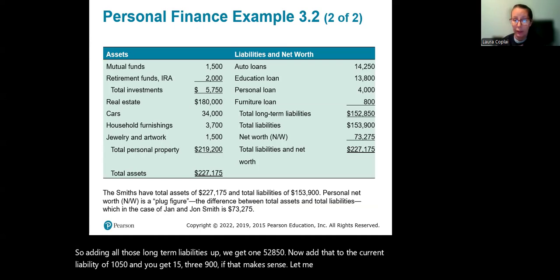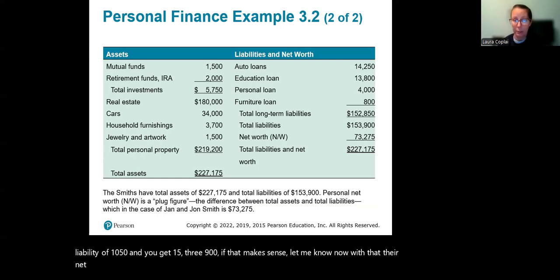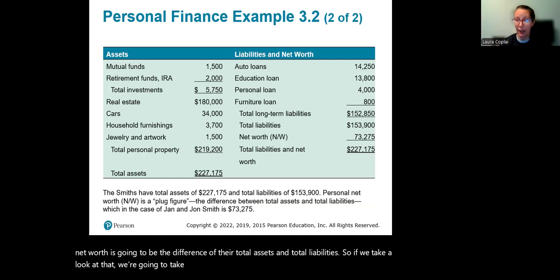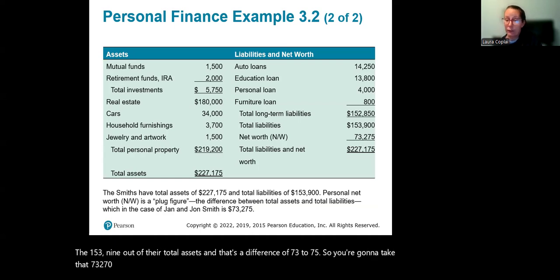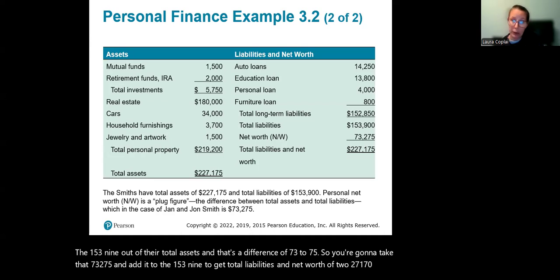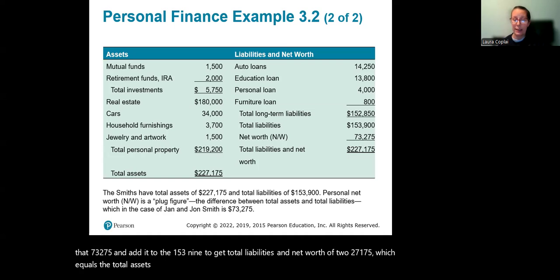Now, with that, their net worth is going to be the difference of their total assets and total liabilities. So if we take a look at that, we're going to take out the 153.9 out of their total assets, and that's a difference of 73,275. So you're going to take that 73,275 and add it to the 153.9 to get total liabilities and net worth of 227,175, which equals the total assets column. So again, down at the bottom, it says total assets of 227,175, total liabilities of 153.9. So again, that personal net worth is a difference between those two.